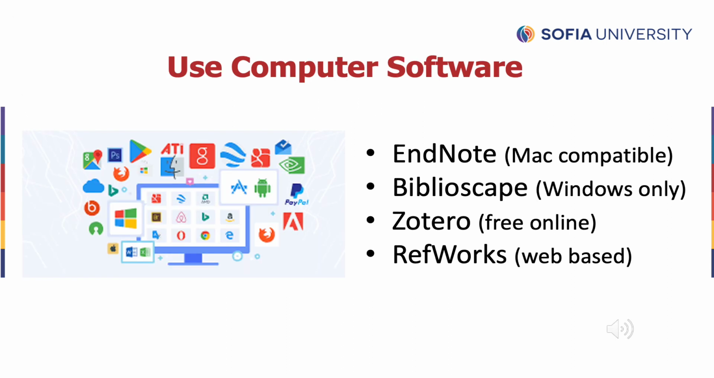If you're going to be writing many scholarly papers or a dissertation, you may consider getting software that manages your citations and references. Once your citation data are stored, these programs can configure the information in a variety of ways for references and citations. EndNote is a program that is Mac compatible. Biblioscape is Windows only. Zotero is a free online program and resource, and RefWorks is also web-based.